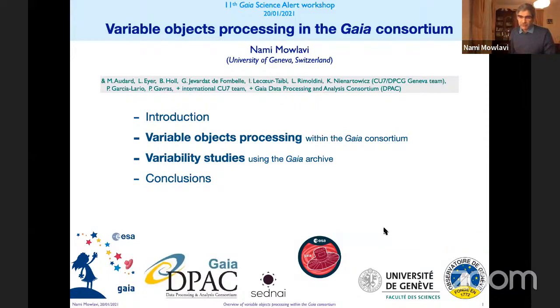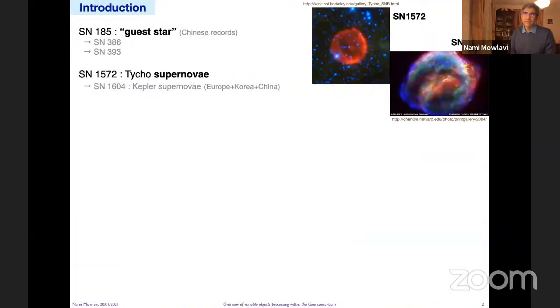And I want first to stress the extraordinary times in which we live now for the research in variable objects. To take a step back, let's remind that the first variable stars that were observed in the sky, at least in the records we have, are now almost 2,000 years old, but just a few guest stars in the Chinese records. And then it's a few centuries ago that it started with supernovae, the Tycho and Kepler supernovae, of which you see images today, of course, on the upper right.